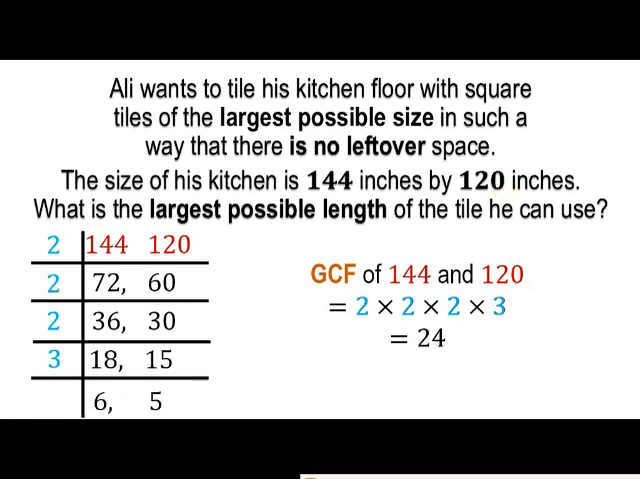Now you know where we use GCF. Just go on IXL and master this skill as soon as possible.